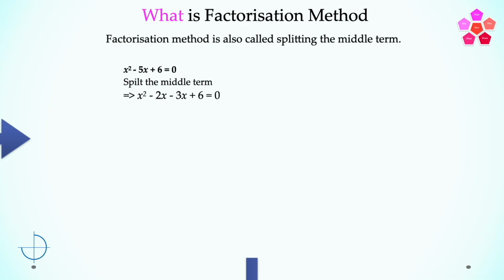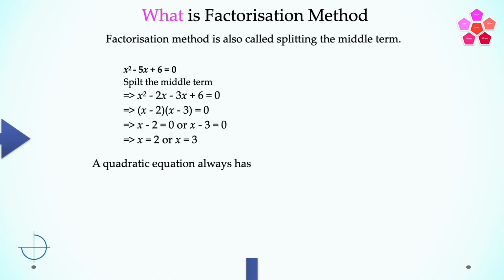Here we can take x as common and we have x minus 2 as a whole multiplied by x minus 3 as a whole is equal to 0. And we infer that x minus 2 is equal to 0 or x minus 3 is equal to 0, which implies either x is equal to 2 or x is equal to 3. These form the roots of the quadratic equation. A quadratic equation always has two roots in the above equation.